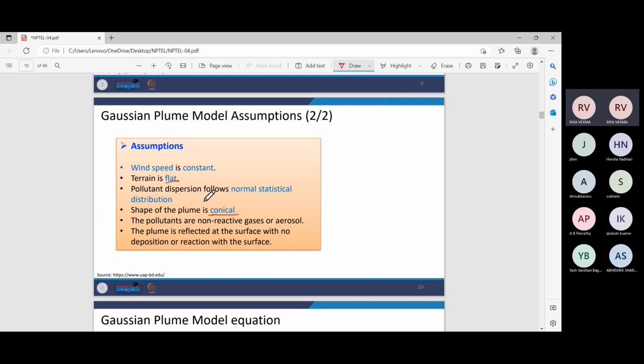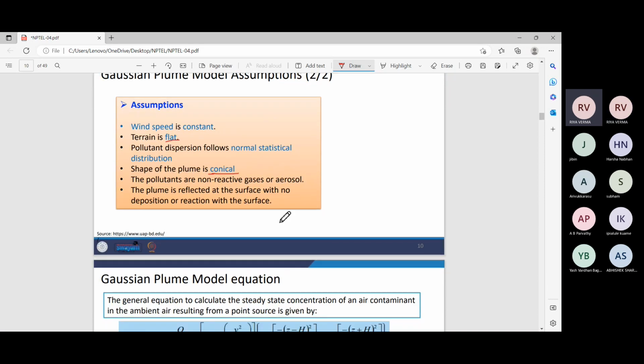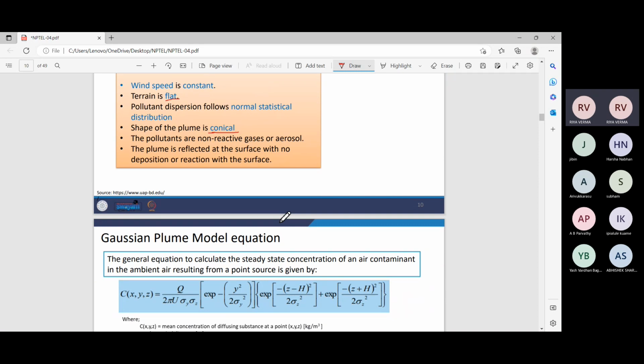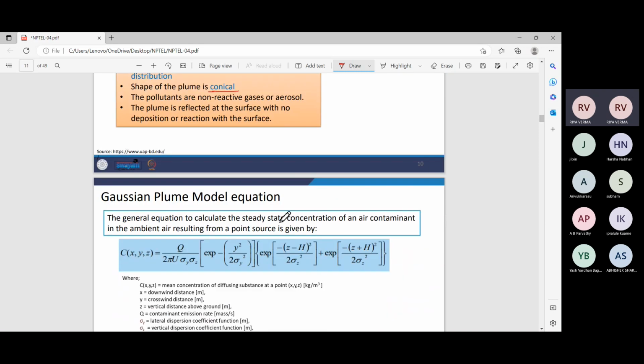The plume is reflected at the surface with no deposition or reaction with the surface. At the point where the plume touches the surface, there is no reaction or any kind of deposition. It is reflected as it is, so there is no change in concentration due to this encounter with the surface.